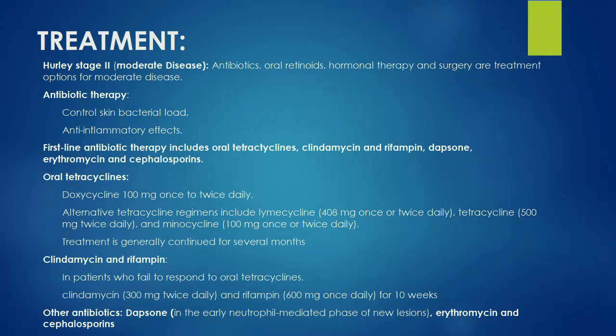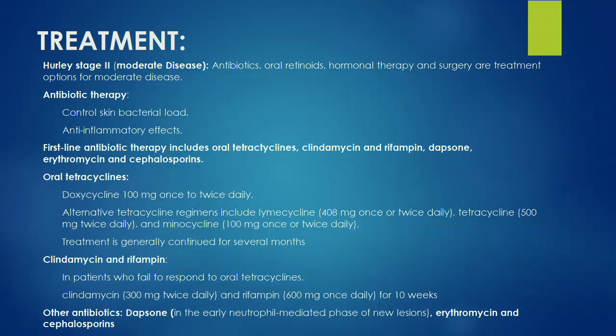Oral tetracyclines. Tetracyclines are a key treatment for mild to moderate HS, in part because of their favorable adverse effect profile. Common regimen for adults is 100 mg of doxycycline given once to twice daily. Alternative tetracycline regimens include lymecycline, 408 mg once or twice daily, tetracycline, 500 mg twice daily, and minocycline, 100 mg once or twice daily. Treatment is generally continued for several months.